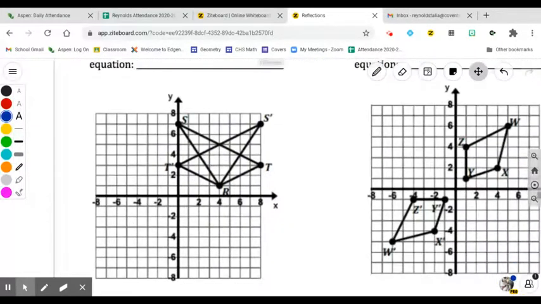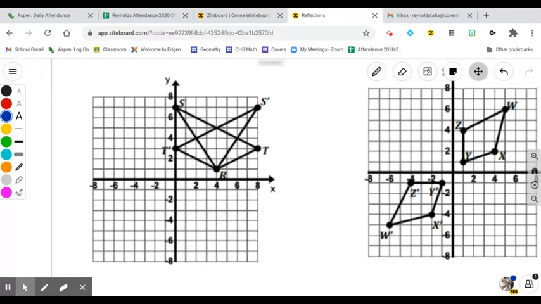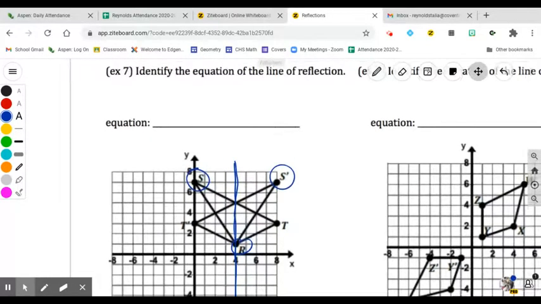Okay, this next one, take a look, see if you can figure it out. If you need to, look at S and S prime, see how far apart they are, find the middle. Or look at R and R prime. Well, they didn't actually relabel it. They should have. It's right on the line of reflection. I don't know if you can tell that, but this is the line of reflection here, which is a vertical line through 4. So it's going to be x equals 4.